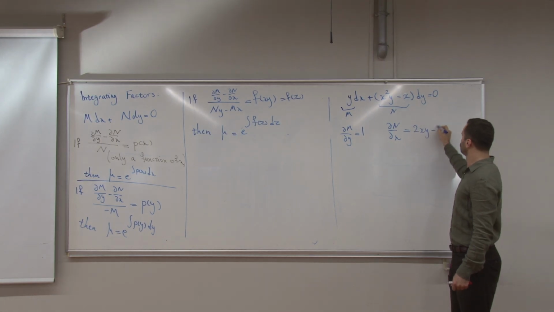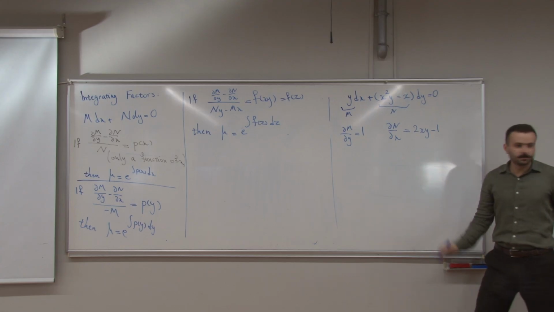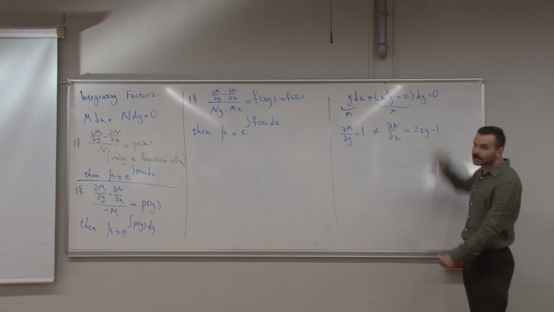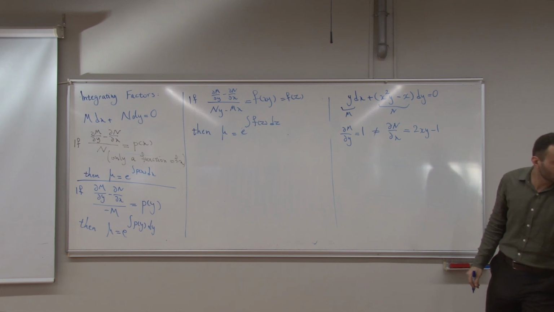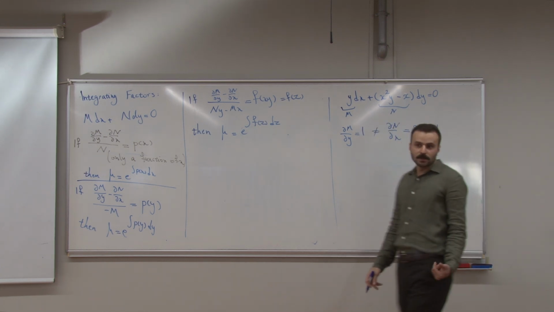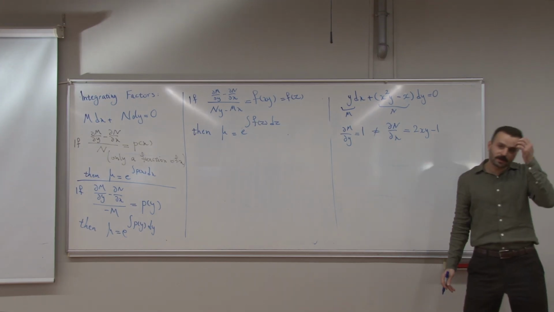2xy minus 1. Are they equal? No, they are not equal. Which means that this is not an exact equation. So I'm stuck. So what is the next step? Okay, exactly. We need to turn the problem into a problem we know how to solve, right?